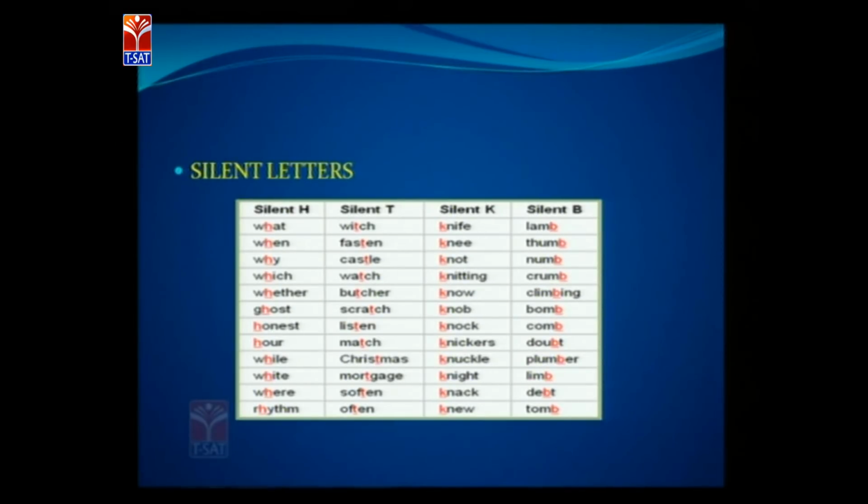The silent H, silent T group, silent K group, as in knife, knee, knot, knitting, know, knob, knock, knickers, knuckle, and the last group, silent B, as in lamb. It's not "lam-b" but "lam", thumb instead of "thum-b", crumb, climbing, bomb, comb, without pronouncing the B. Okay, see, there are a lot of words like this which affect the child's pronunciation.